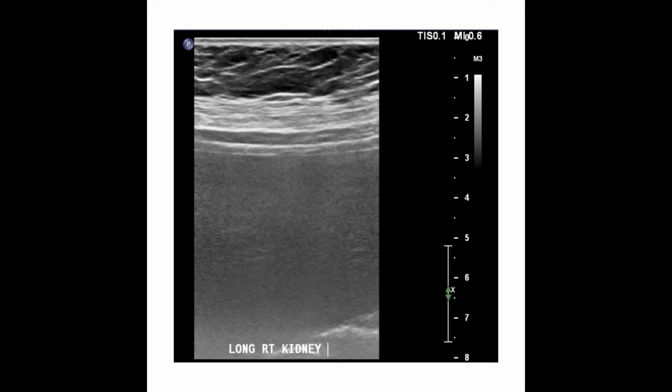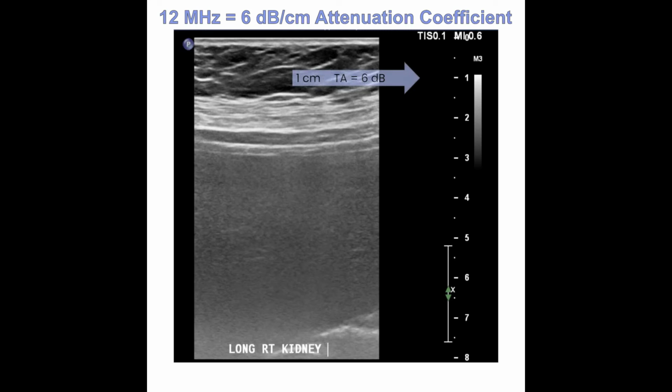So let's take a look back at our 12 megahertz picture that we saw earlier. We have a 12 megahertz frequency. To calculate the attenuation coefficient, we take 12 megahertz and divide it by 2. 12 divided by 2 is 6, so the attenuation coefficient for a 12 megahertz transducer is 6 decibels of attenuation per centimeter that the beam travels. We can then plug that 6 in and take a depth and calculate the total attenuation at any point in the beam's path. So we can take 6 multiplied by 1, and at 1 centimeter, we'll see that the total attenuation is 6 decibels.